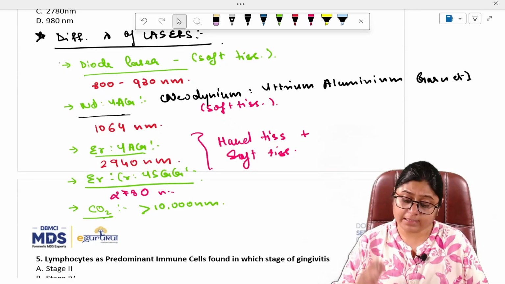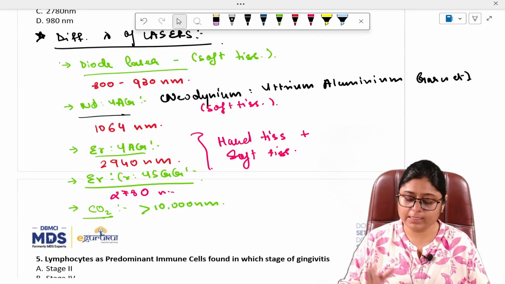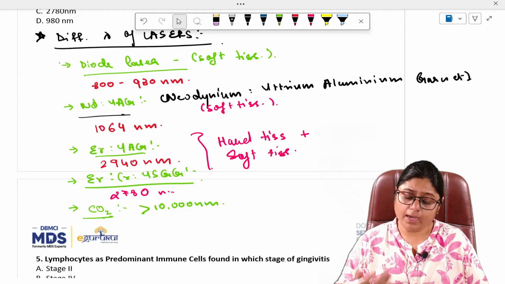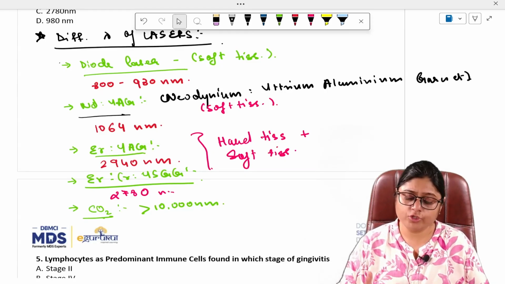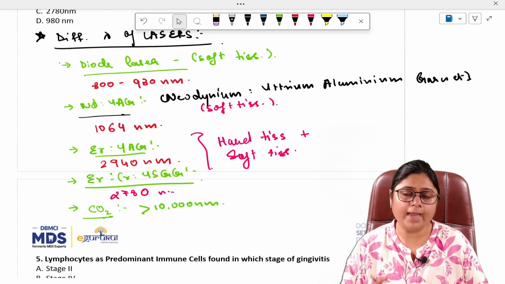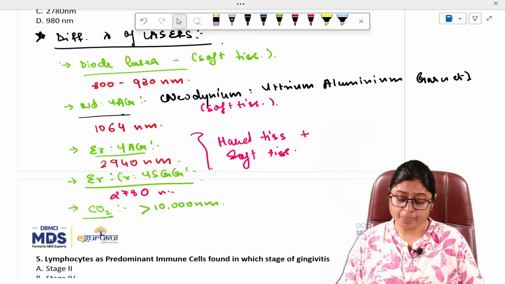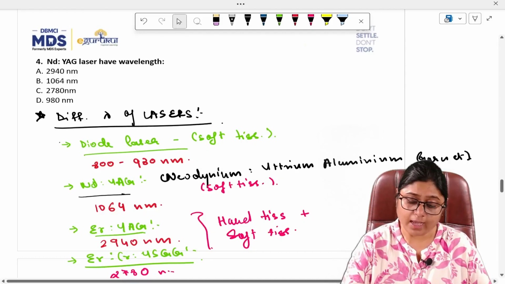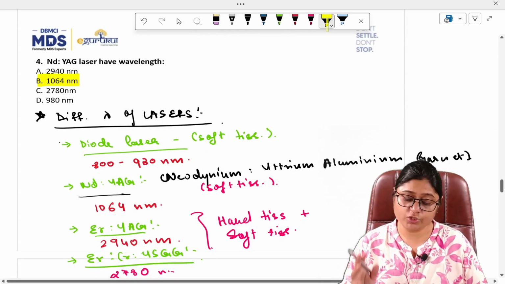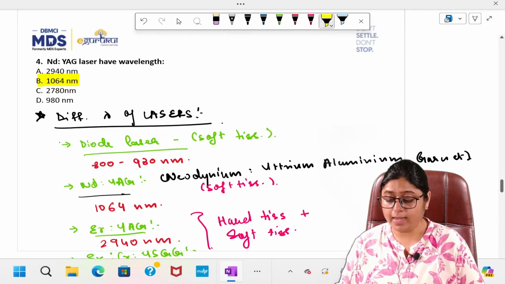Other lasers: the best laser to use on hard tissue and soft tissue is the erbium chromium YSGG laser, though it is a costly laser. Another laser that can be used for soft tissues is the diode laser. The only laser which is more economical and a soft tissue laser is the diode laser. Okay. So here the answer to this question is 1064. The wavelength of Nd:YAG is 1064 nanometers.